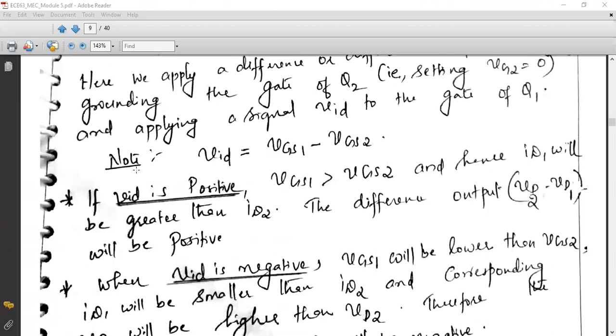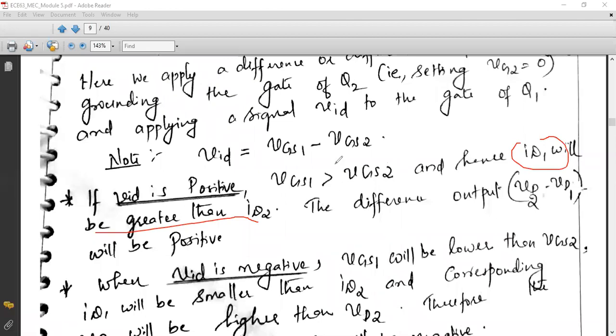The first case, that is if VID is positive. VID positive means VGS1 is greater than VGS2. So if VGS1 is greater than VGS2, what will happen as per our discussion? The drain current through Q1 will be greater than the drain current through Q2. So ID1 is greater than ID2. What will happen if current is more? If the drain current is more, the drop across RD will be more. Accordingly, the potential at that particular terminal will be less.